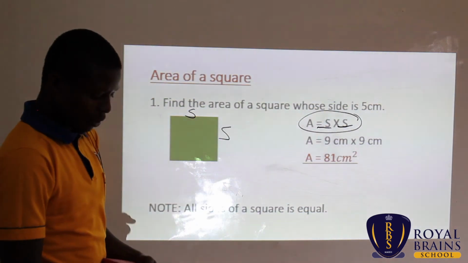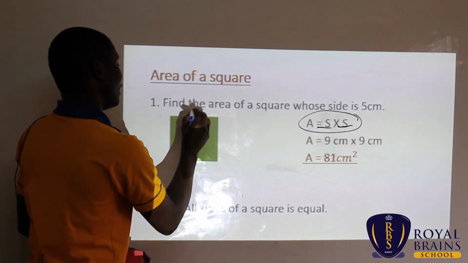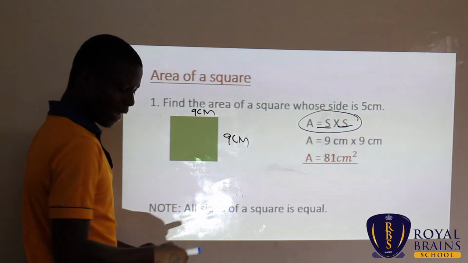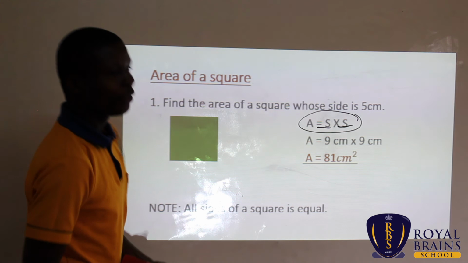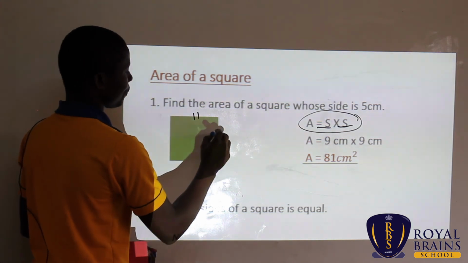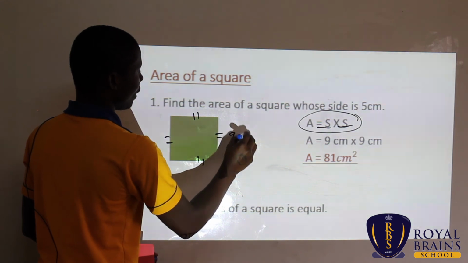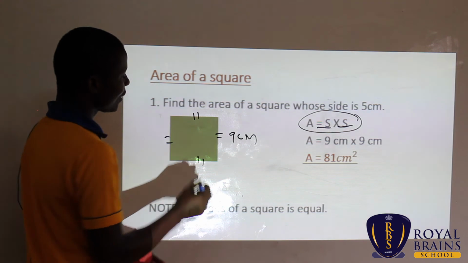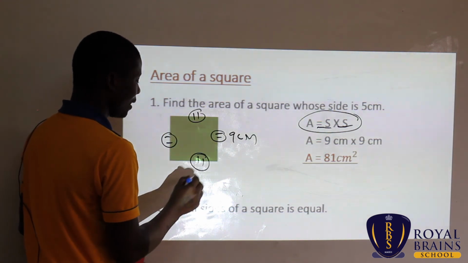Now, an example we have been given: this is 9 centimeters, and this is also 9 centimeters. Next time, they will write for you something like this. They will not even tell you it is 9 centimeters. They will put these marks here. Then, let us say, 9 centimeters, and you have been told to calculate the area. So this sign here means that all sides are equal.